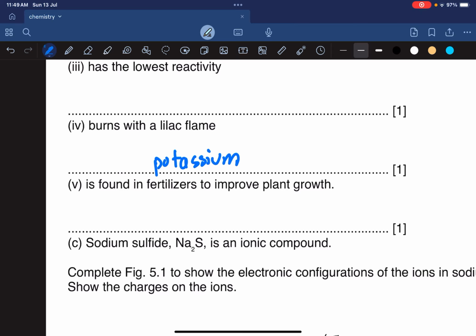Is found in fertilizers to improve plant growth. Alkali metal. You cannot write nitrogen, and you cannot write phosphorus. So the fertilizers that we use are NPK: nitrogen, phosphorus, and potassium. So it's going to be potassium, because that's the only alkali metal. The others are phosphorus and nitrogen.